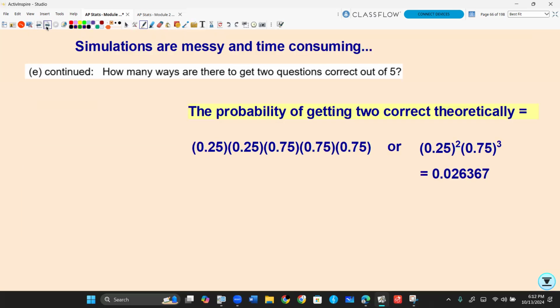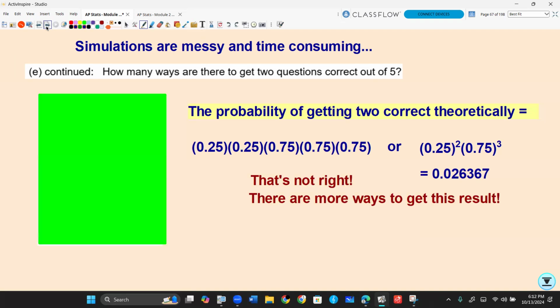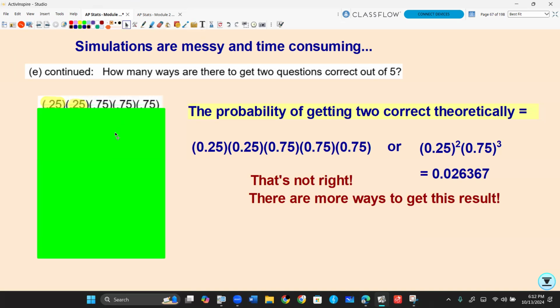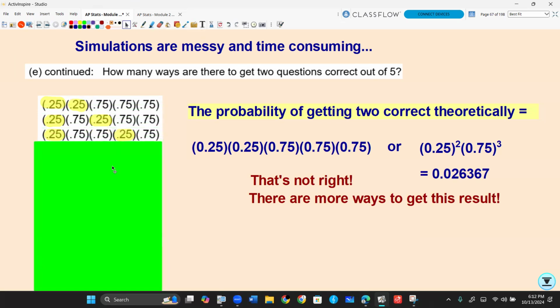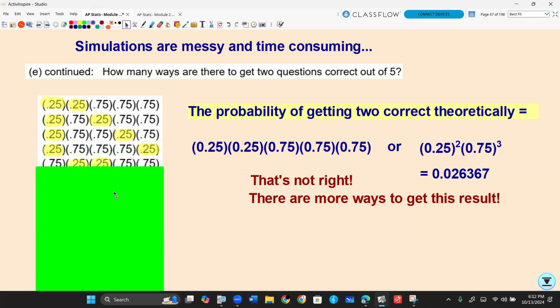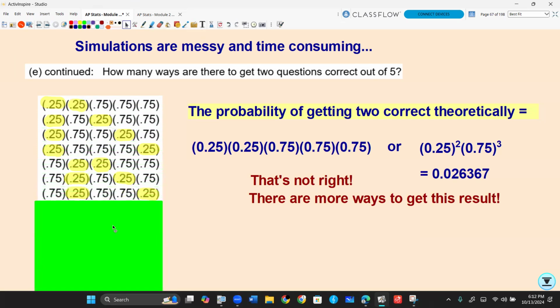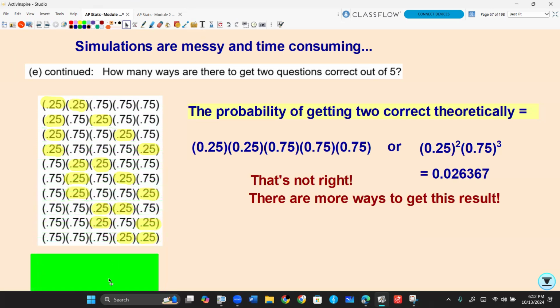Getting 2 questions correct out of 5 can occur many ways. How many ways? Well, let's think about it. The first 2 could be correct. Maybe the first and third, first and fourth. Pause it, see if you can figure that out. All right, I'm going to reveal the answer. So it looks like if you count them all up, there should be 1, 2, 3, 4, 5, 6, 7, 8, 9, 10 different ways to do this.